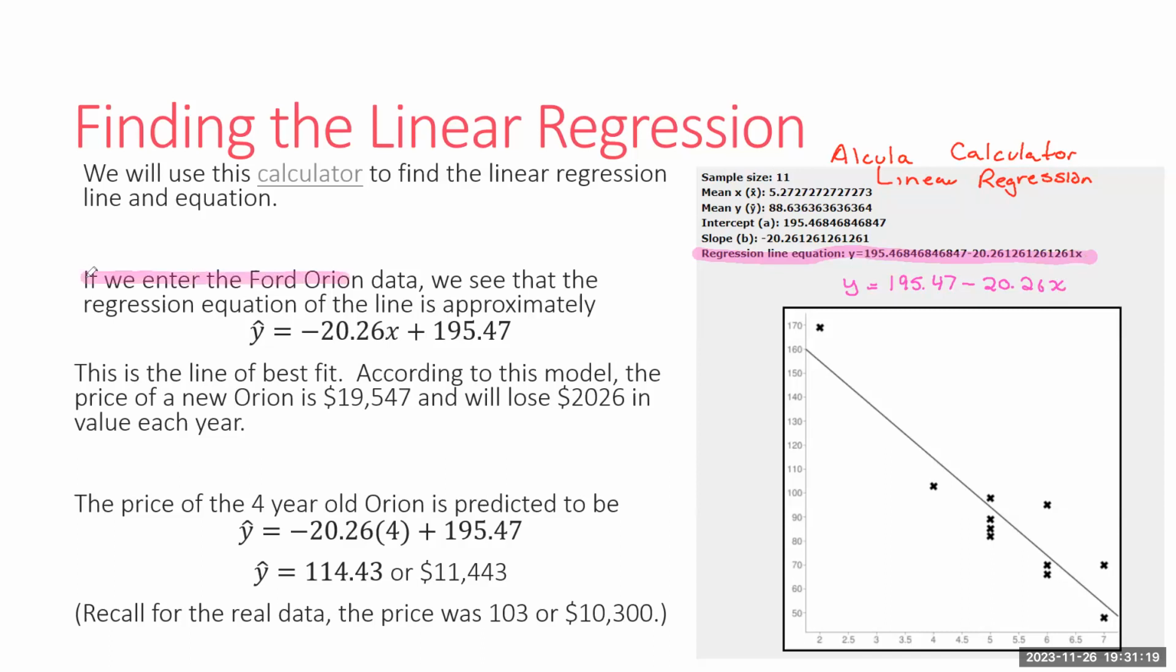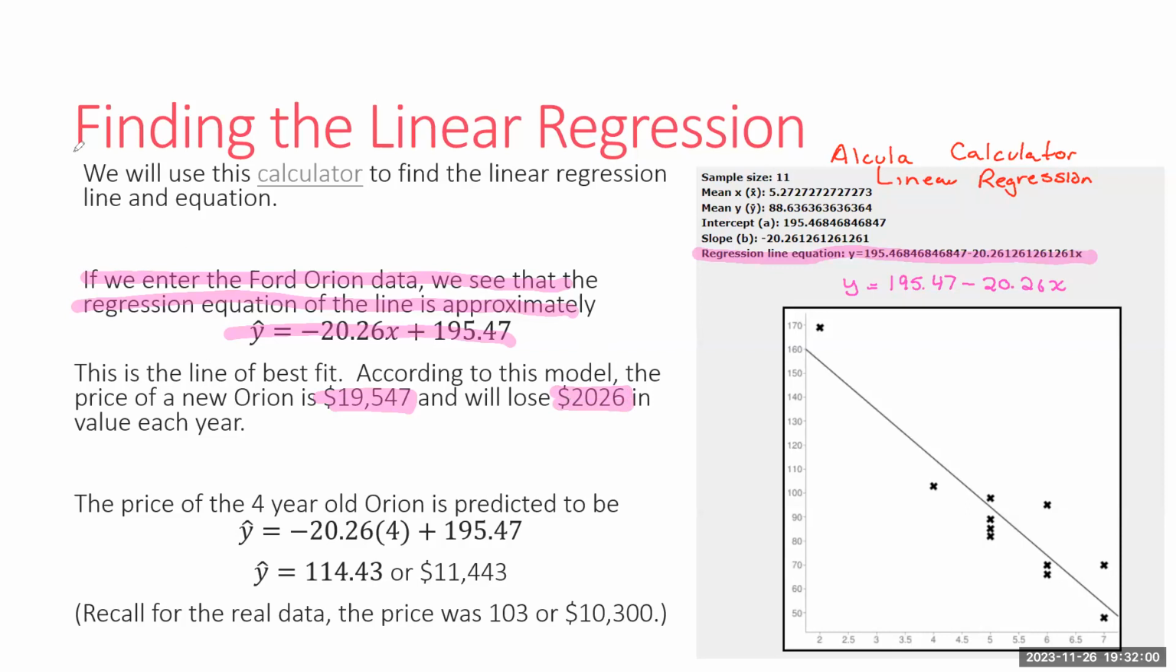If we enter the Ford Orion data into the calculator, we see that the regression line of the data is approximately negative 20.26x plus 195.47. So according to the best line of fit, the price of a new Orion is $19,547, and we're losing $2,026 in value every year. So that is what your regression equation does.